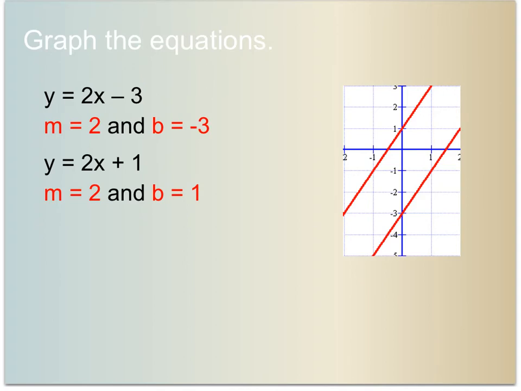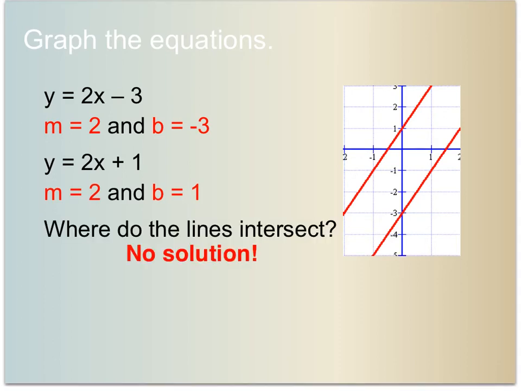When I graph these two equations, look what happened. I had the same slope, so they're parallel lines. They're never going to touch. That means they don't have a solution. They don't share any points. When the lines don't intersect, there is no solution. Remember, the whole point is looking for the common point. If there is no common point, then there is no shared solution. So we say there's no solution.